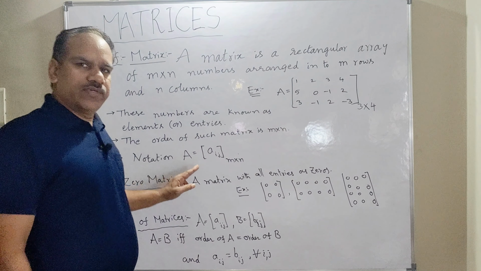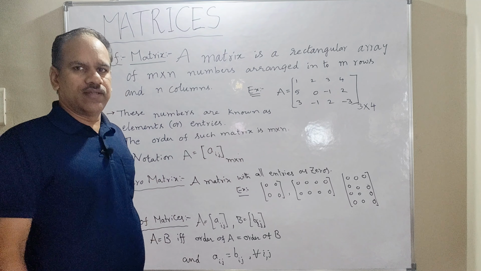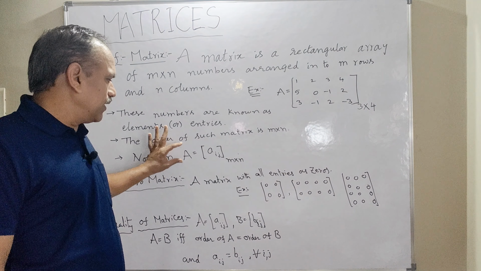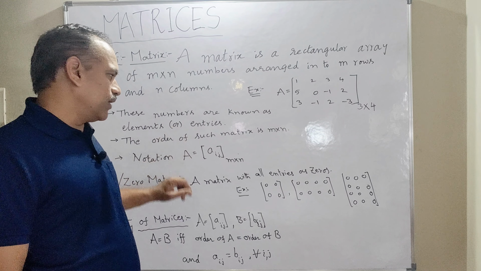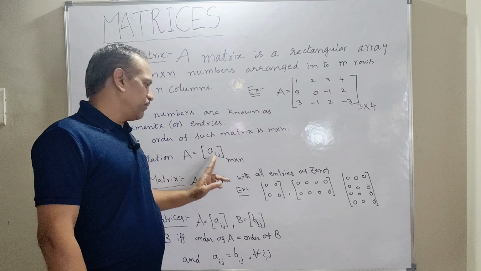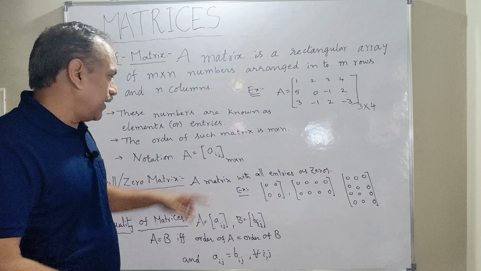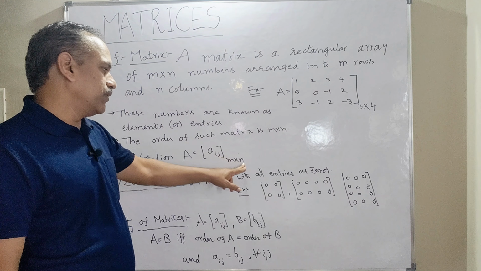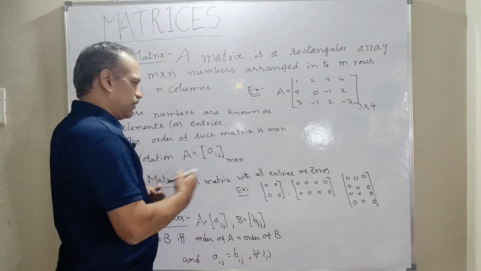Notation: in general, we denote a matrix A to be Aij m by n. We denote matrices by using uppercase letters only. So we write A, B, C and so on, uppercase letters. And inside this matrix, these entries are denoted by Aij m by n. Here i takes values from 1 to m, j takes values from 1 to n, like A11, A22 and so on.